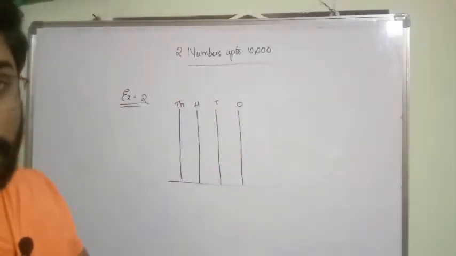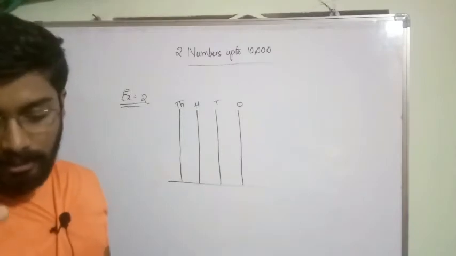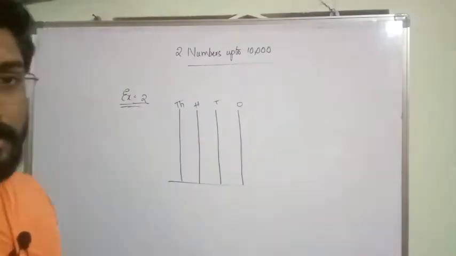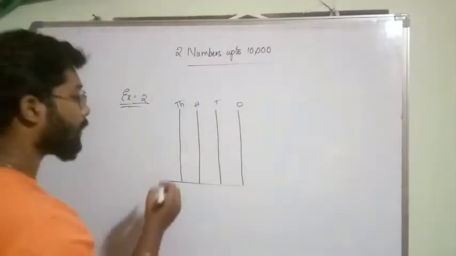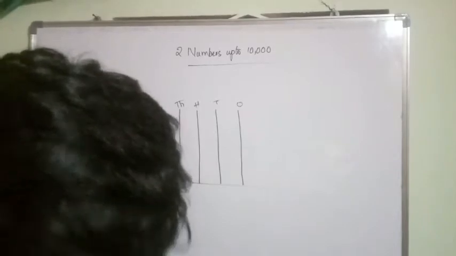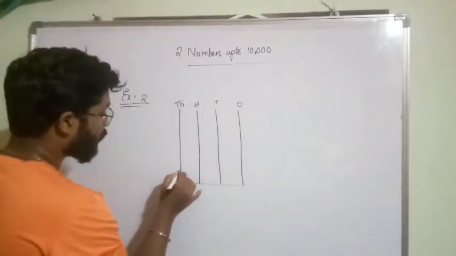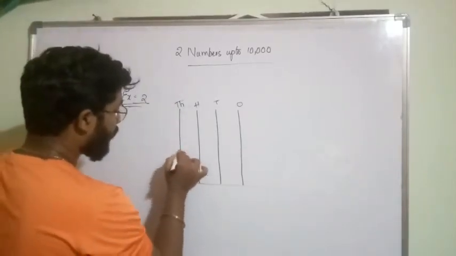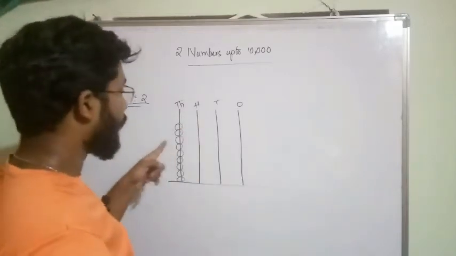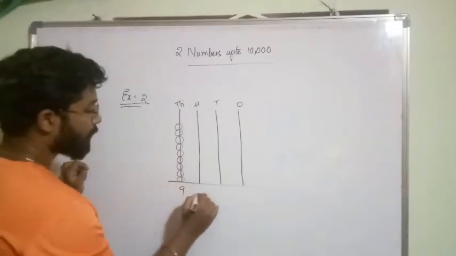So here, how many beads are there in the thousands place? 9 beads are there. 1 2 3 4 5 6 7 8 9 beads. In the other places there is nothing, so it is 0 0 0. 9000 is the number. Okay, so this is the first one. A is completed. Next we have B.